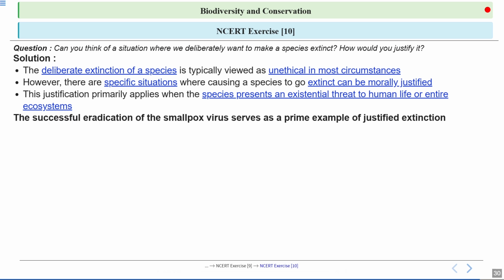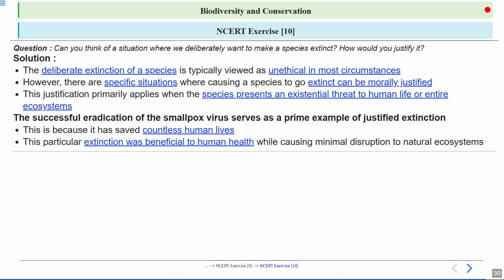Now, successful eradication of the smallpox virus is a prime example of justified extinction because it shows how human efforts through vaccination and global cooperation can eliminate a harmful disease forever, benefiting public health and saving millions of lives. So why was the smallpox virus removed? Because removing that virus saved countless human lives. Now, this particular extinction was beneficial to human health while causing minimal disruption to the natural ecosystem.